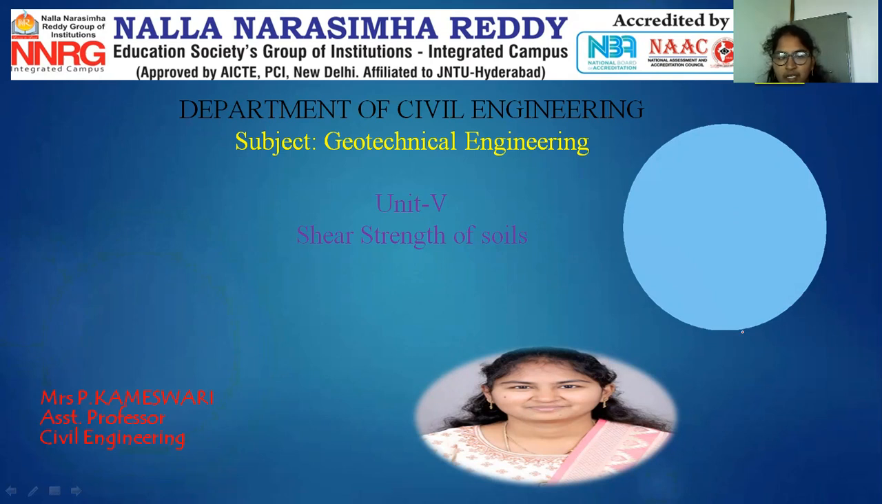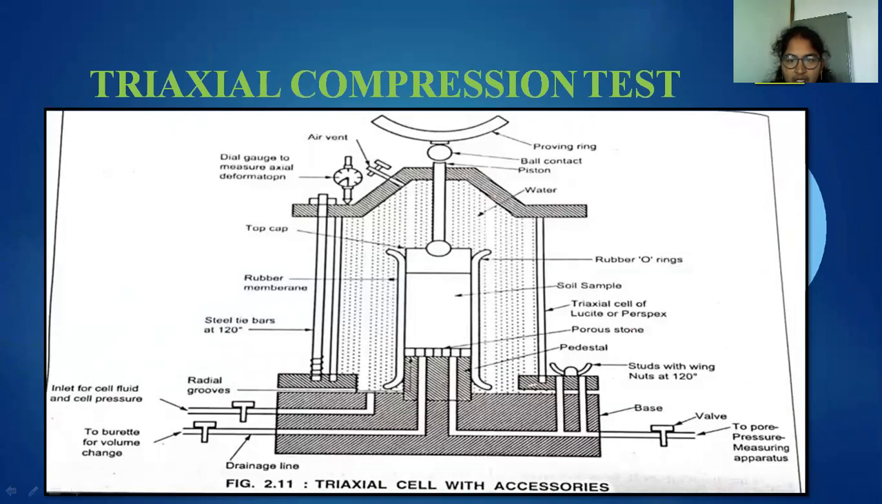My subject is Geotechnical Engineering. Today we are going to discuss the triaxial compression test. This is the triaxial compression machine. It consists of a dial gauge, and we require a soil sample, a triaxial cell, and porous stones. Water cannot enter that particular soil sample.